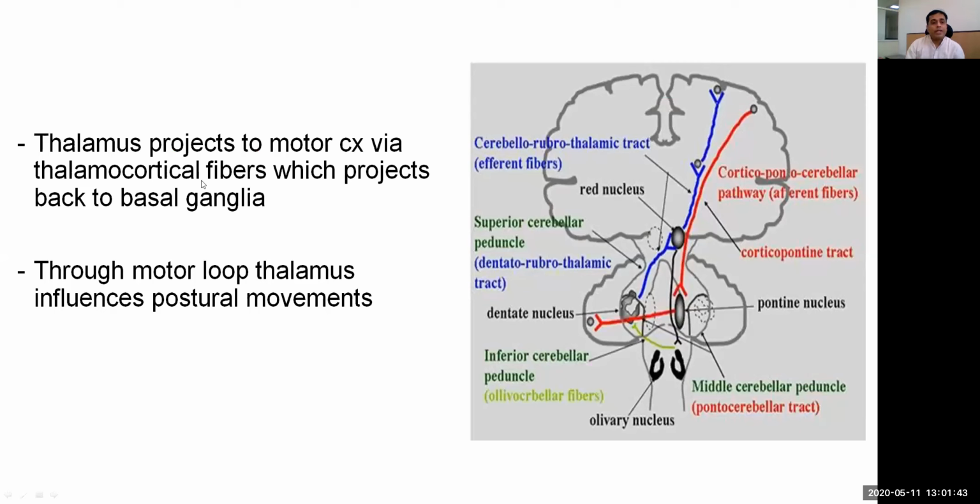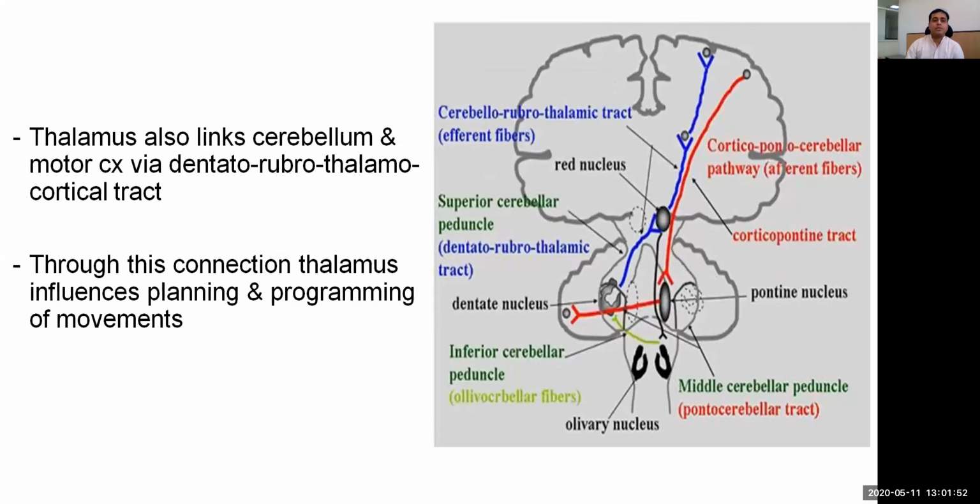The thalamus projects to the cortex via thalamocortical fibers, which project back to the basal ganglia. Through this motor loop, the thalamus influences postural movements. The thalamus also links the cerebellum and the cortex via the dentatorubro-thalamocortical tract. Through this connection, the thalamus influences planning and programming of movements, as the cerebellum, basal ganglia, red nucleus, and the cortex are involved.